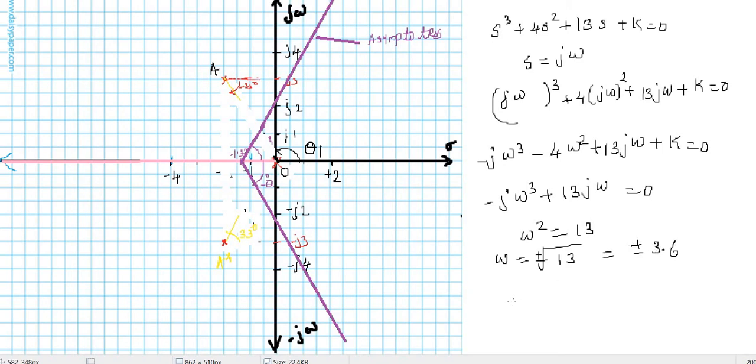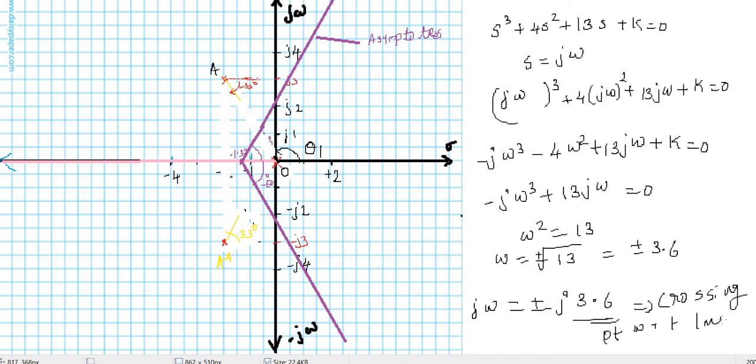So what is the crossing point with respect to the j omega axis? Here we have omega equal to plus or minus 3.6. Okay, we have got the omega value as plus or minus 3.6. So the crossing point on the j omega axis is j omega equal to plus or minus j 3.6. This is the crossing point with respect to the imaginary axis.